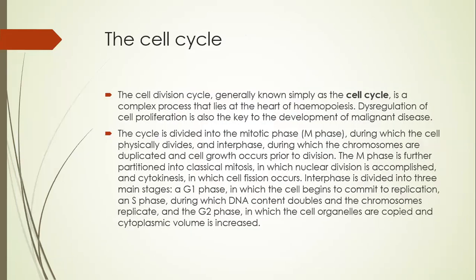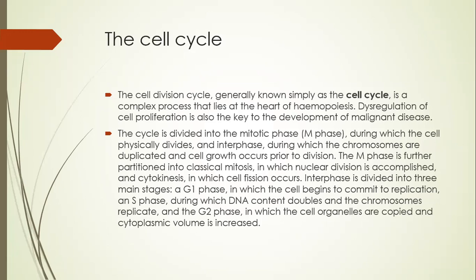Cell cycle. It is a complex process which lies at the heart of haematopoiesis. Dysregulation of cell proliferation may develop malignant diseases. There is the mitotic phase, during which the cell physically divides, and then the interphase, in which the chromosomes are duplicated and cell growth occurs. And then the M phase, which is further partitioned into classical mitosis, in which nuclear division is accomplished, and then cytokinesis, in which cell fission occurs.